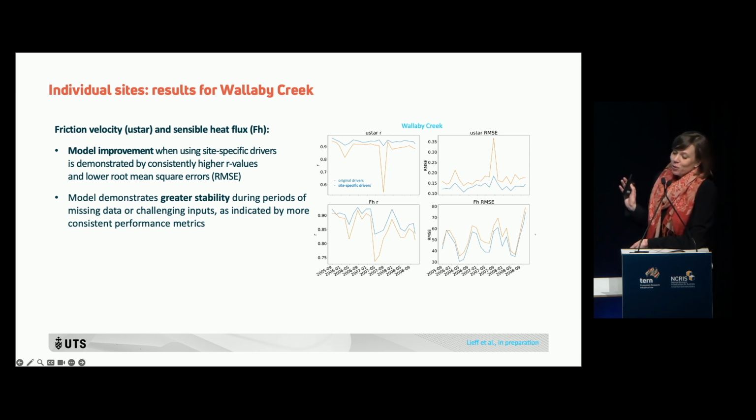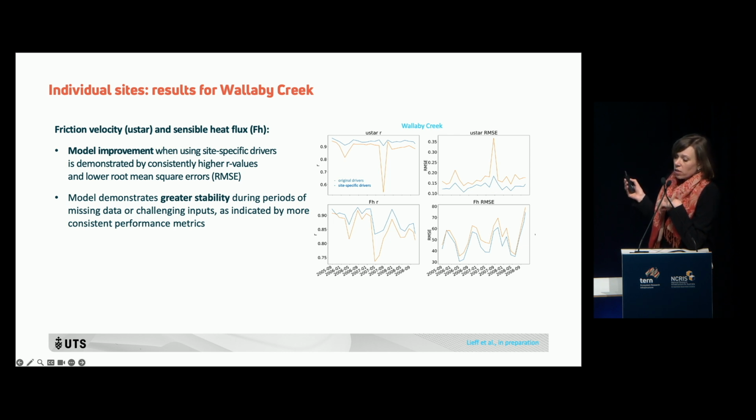Next, I'm going to show you some individual results. So here's one site that we picked that has a nice long data set that you can still see more than just squiggly lines following each other. But for friction velocity, that's in the top row, you're seeing the R value and the root mean square error on the right-hand side. And we can see that there is a constant model improvement if you use the site-specific drivers that are shown in blue over the standardized drivers, which are shown in orange.